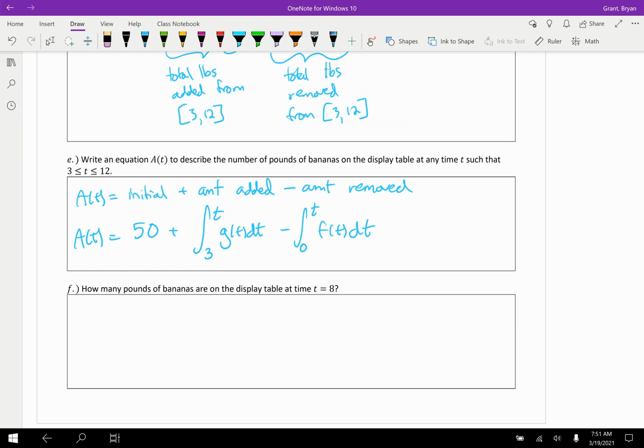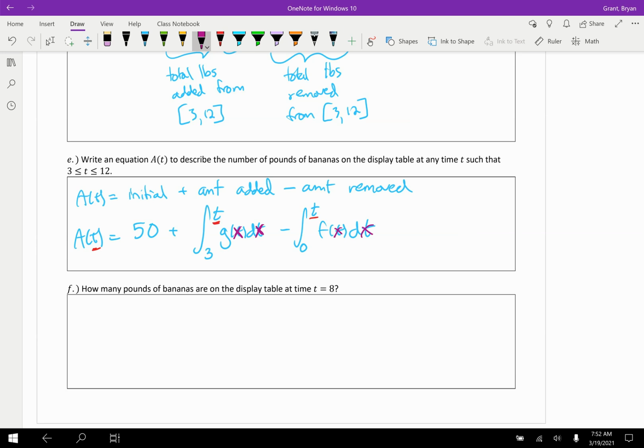One small mistake. You'll notice that if I wanted to find the number of pounds of bananas on the table at a time of 7, then I'd replace t with 7. But which t? There's so many t's in this problem. I'd want to sum up the amount added from 3 to 7 and the amount removed from 0 to 7. But I don't want to replace these with 7. That would be really strange. G of 7, d7, right? F of 7, d7. To account for the fact that there's so many of the same variable, we use that dummy variable. So we're actually going to call this g of x dx and f of x dx as well. That way we don't get confused about what variable is what.